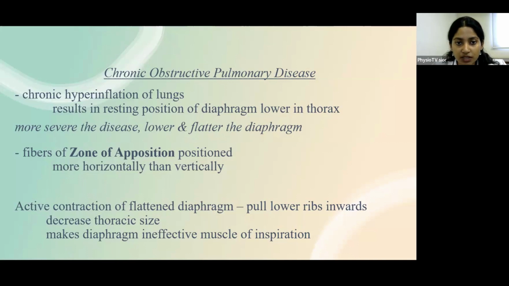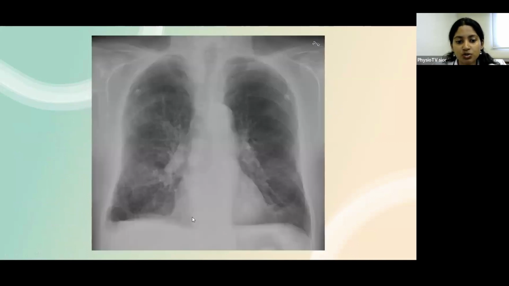Let's have a look at an X-ray of COPD. You can see here, this is the diaphragm. The dome shape is not present. The fibers are horizontally placed. As we saw, the zone of apposition is considerably reduced here. Since the zone of apposition is reduced, the thoracic cavity is already expanded and hyperinflated. So the diaphragm is at a disadvantage, because of which it is going to be ineffective and not contribute to breathing very well.